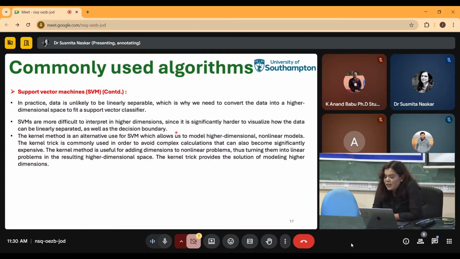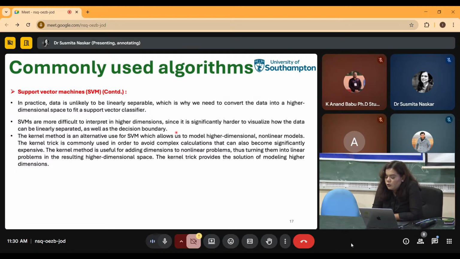And this is where the kernel method comes into the picture, okay? So the kernel methods allow these SVMs to model high dimensional cases or nonlinear relationships without doing any kind of complex calculation, and that's where kernel methods actually work. And by using these kernel functions, these SVMs can compute the relationship between the data points in the high dimensional space very implicitly, okay?